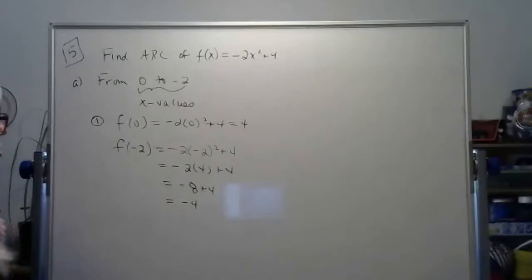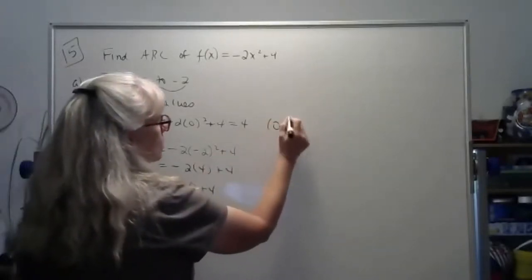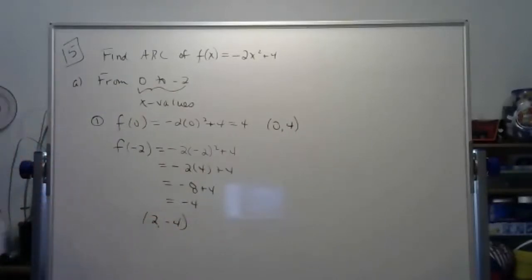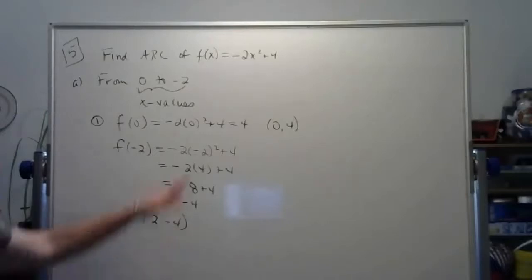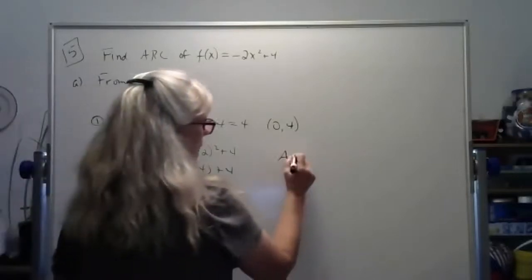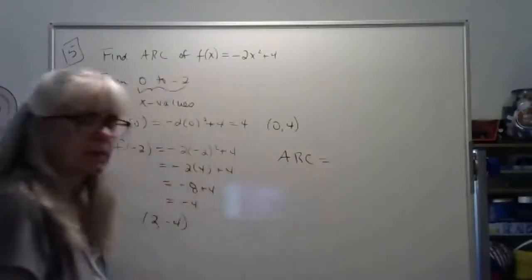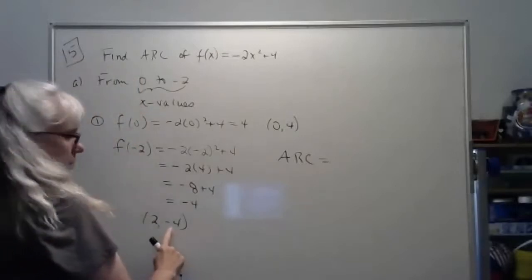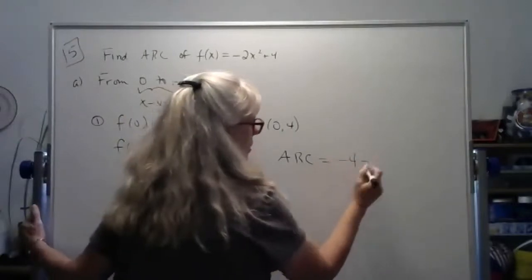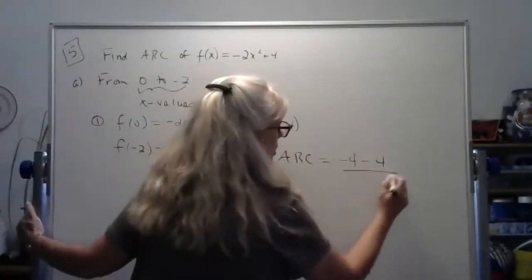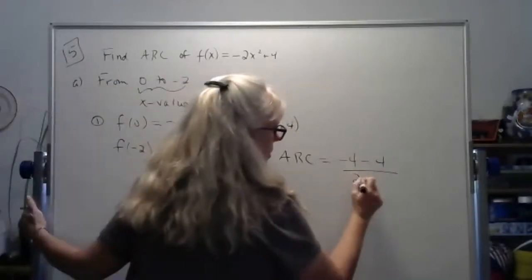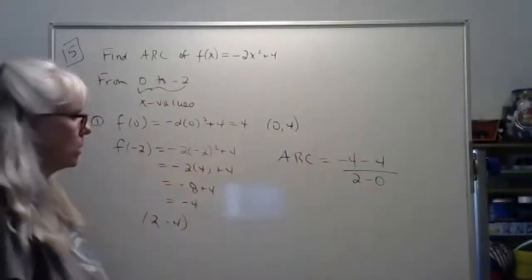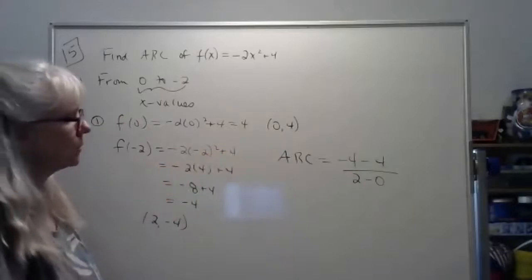I got a lot of 4s floating around here. So what we're saying is that this translates into the point 0, comma 4, and this translates into the point 2, comma negative 4. Now that I have the 2 points, I can go find the average rate of change, but we had to figure out those y values first. The order I subtract them in is not going to matter, I just need to be consistent. So I'm going to use this as my second point: negative 4 as my y2 minus my y1, which is 4, all over x2, which is 2, minus x1, which is 0.